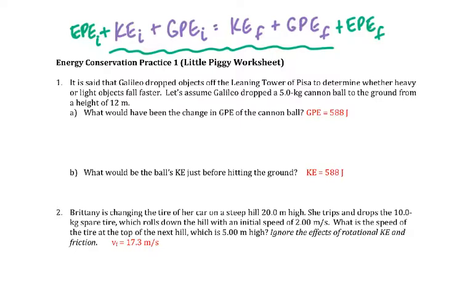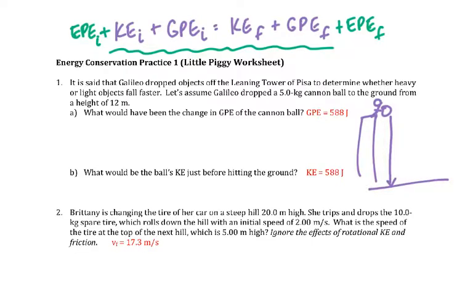So what you want to do in all of these is to think about each scenario separately in terms of what kind of energy does the object have at the beginning, what kind of energy does the object have at the end of the problem, and that's going to help you figure out what equations to use. So for example, if we look at number 1, Galileo is dropping objects off the Leaning Tower of Pisa to determine whether heavy or light objects fall faster. Okay, so here's our tower. Galileo is dropping off objects and they're going to fall and hit the ground.